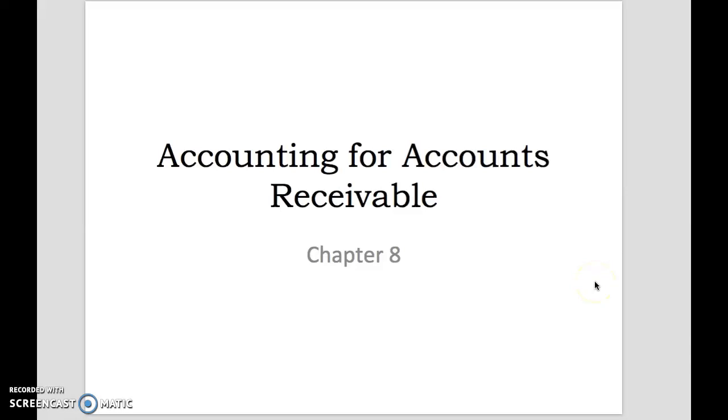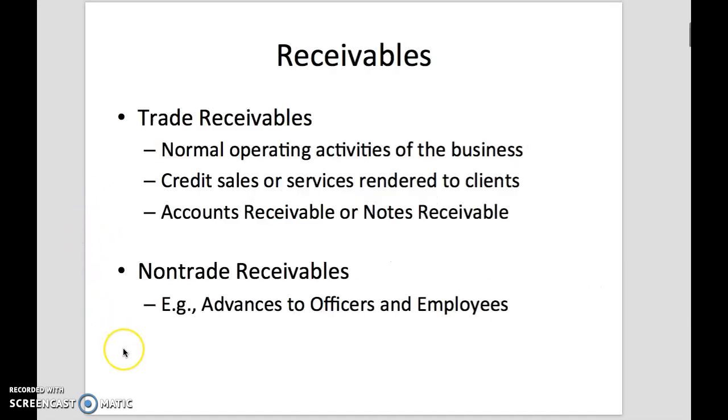Hello, for this session we are going to talk about accounting for accounts receivable. Now, if you remember from our previous topics, we've talked about accounts receivable in sales and in services.